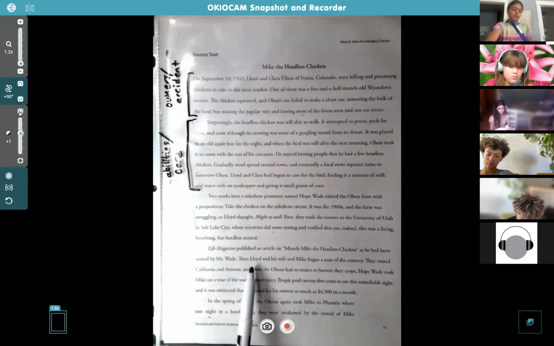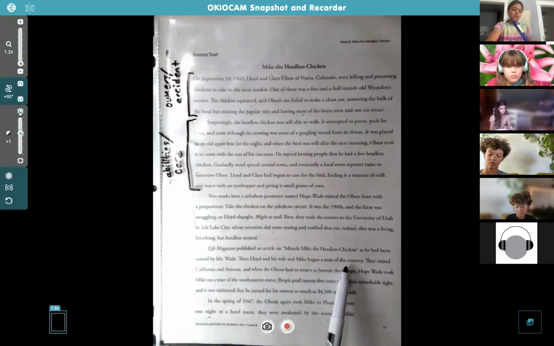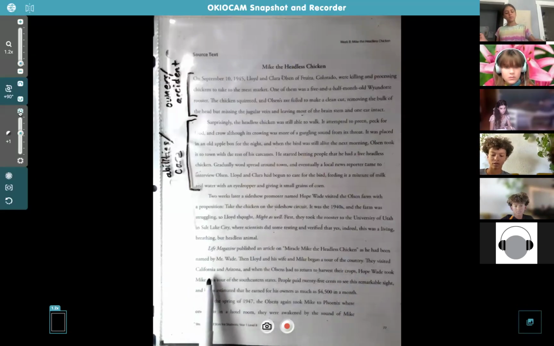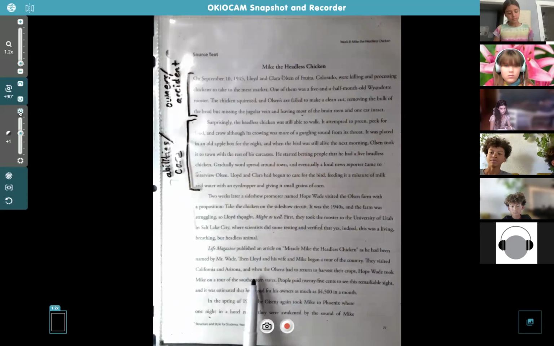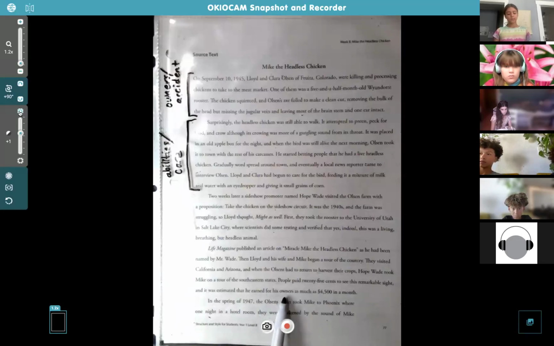Wade. Then Lloyd and his wife and Mike began a tour of the country. They visited California and Arizona, and when the Olsons had to return to harvest their crops, Hope Wade took Mike on a tour of the southeastern states. People paid 25 cents to see this remarkable sight, and it was estimated that he earned for his owners as much as $4,500 a month.